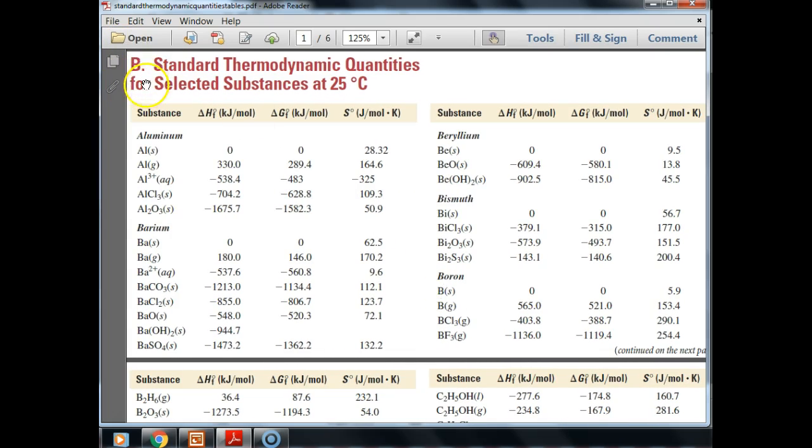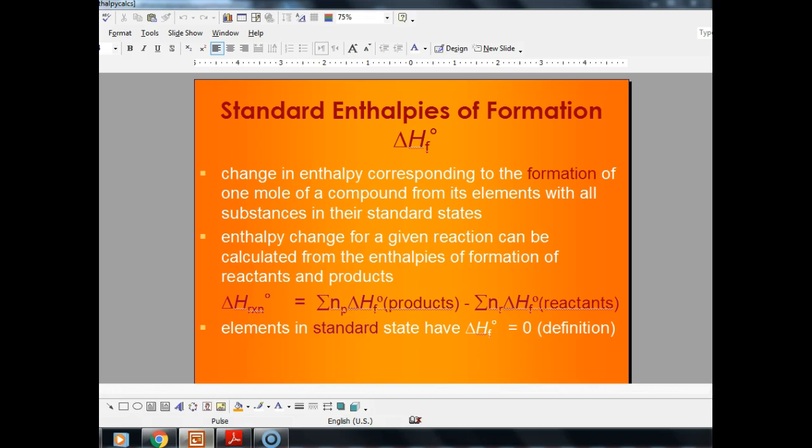It looks a lot like this. The standard thermodynamic quantities for selected substances at 25 degrees Celsius, which is your standard temperature for these thermodynamic values, which is why they got to use that degree sign. So you're going to want to have this out while we're going through the second half of this PowerPoint.